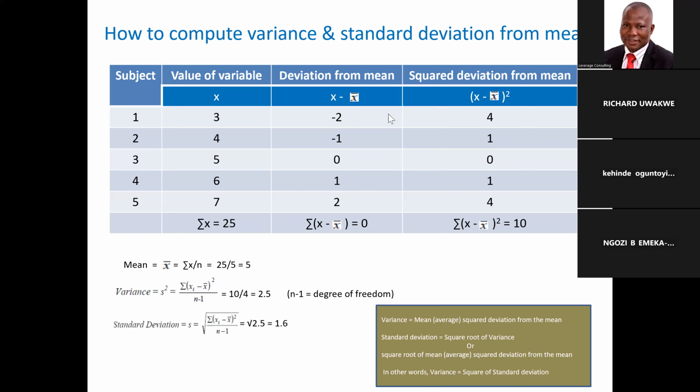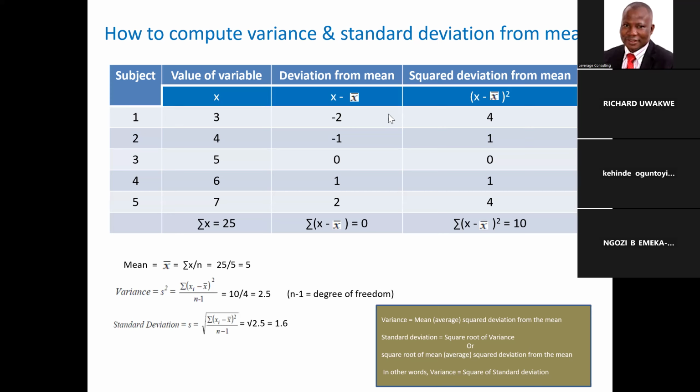Now, this deviation from the mean is not useful further, because if you try to add it, it gives you 0. The sum of deviations from the mean always gives you 0, because the mean is in the middle. As many values are less than the mean as are greater than the mean. When you remove the mean from them, the negatives and the positives cancel. So if you add them, it gives you 0.